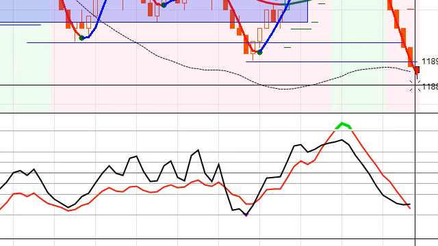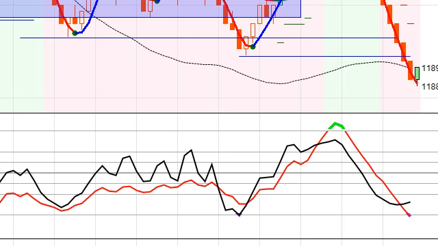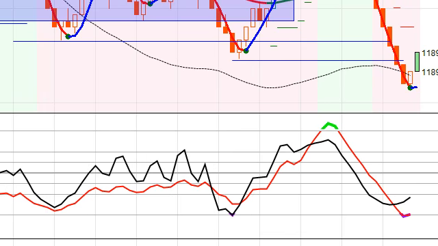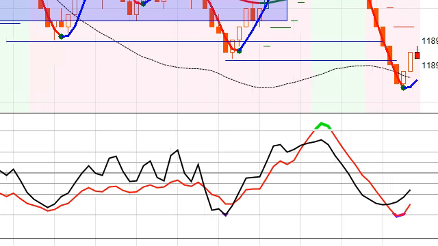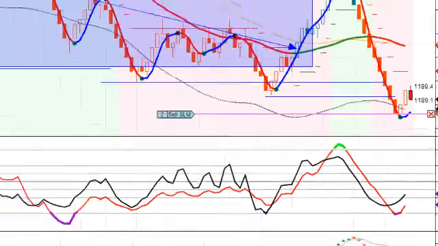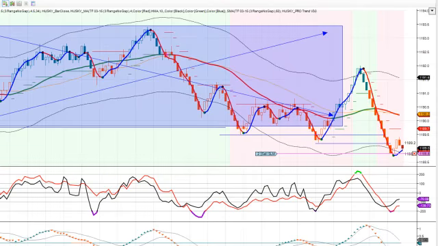And underneath right here, 88.8, I'm going to take a short. 88.9, 88.8. Order pending. This is where I'm going to take a short. And order, as you can see, filled.